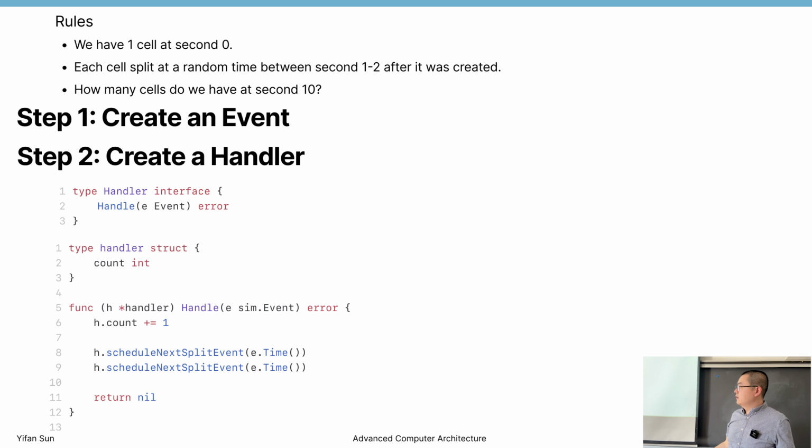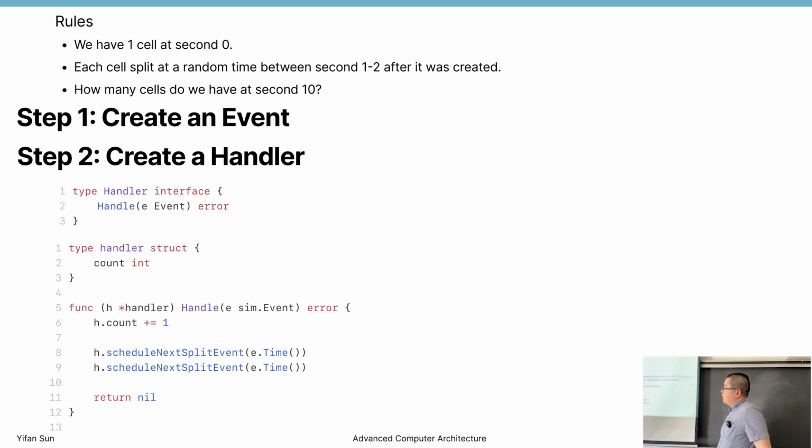Then return an error. We never return an error, we always return nil. So what happens is whenever we split, we add 1. So one cell becomes 2 cells. We add 1 more cell. Then we consider both of them as newly created. So we will schedule future events, the next split event, because we predict when it will happen.